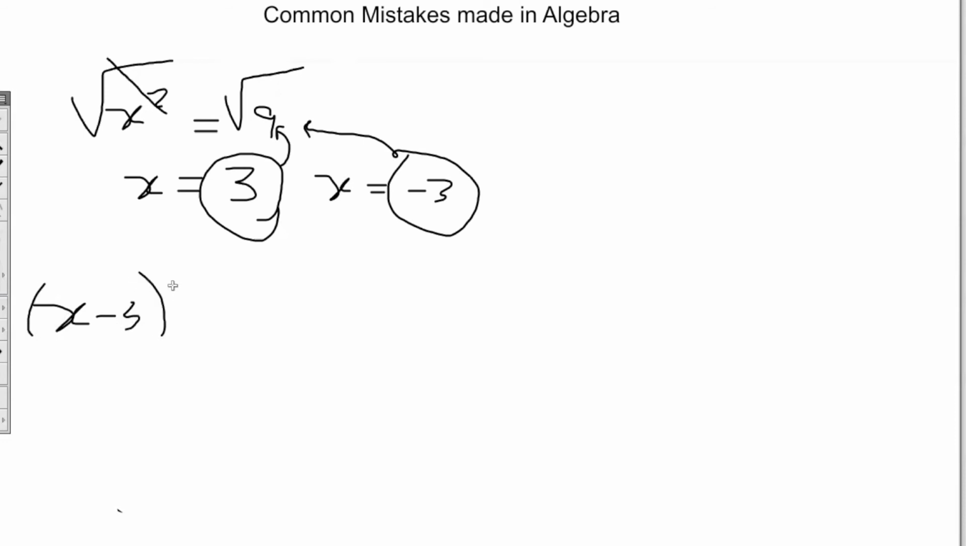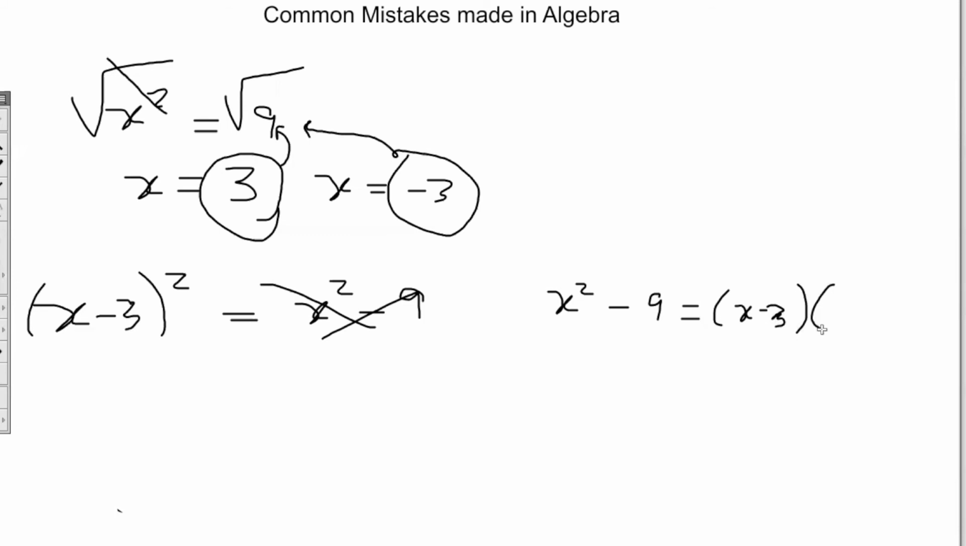Now, another example is x minus 3 all squared. Students will say this is equal to x squared minus 9. But that's not true. X squared minus 9 is coming from difference of 2 squares. So x squared minus 9 is equal to x minus 3 and x plus 3. So 9 is 3 squared, so it becomes x minus 3 and x plus 3. So just remember 9 is the same thing as 3 squared. So difference of 2 squares is different from what we have here.